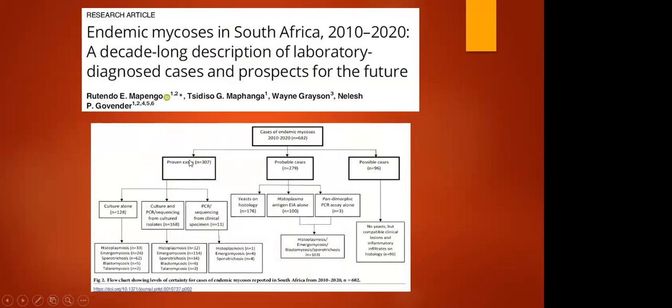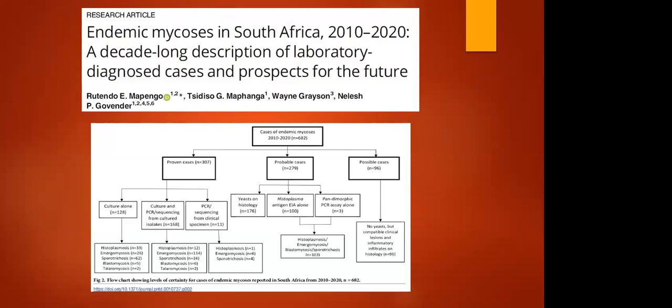And the case definitions were as follows: proven cases, probable cases, possible cases. So proven cases were where there were thermally dimorphic fungi that were cultured by phenotype, or they were confirmed by molecular methods from the clinical specimen. Probable, where you had morphologically consistent yeast that were observed on histology, and either the urine histoplasma antigen was positive or the pan-dimorphic assay was positive. And then possible, is where you had the compatible clinical syndrome, which was consistent with the tissue inflammatory infiltrate, but there were no yeasts observed.